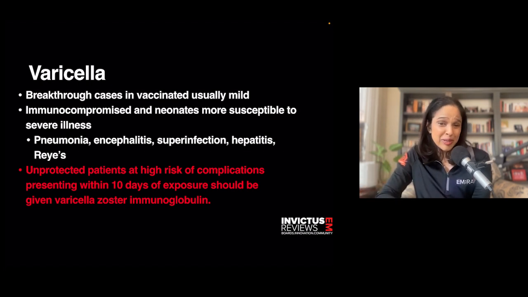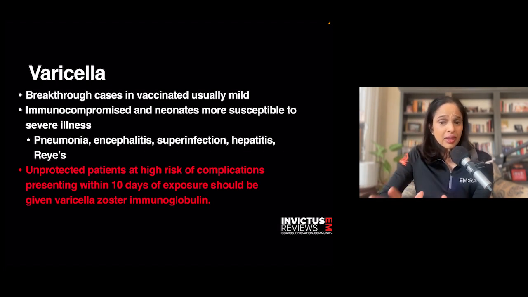I don't think they're going to ask you about a breakthrough case on the boards, but you should probably know about it. Also, you should know that the immunocompromised and neonates are more susceptible to severe illness, like with just about everything. They may get pneumonia, encephalitis, some kind of superinfection. They can get hepatitis. Reye's syndrome was first discovered as an association between children's aspirin and chickenpox, but they can develop Reye's.